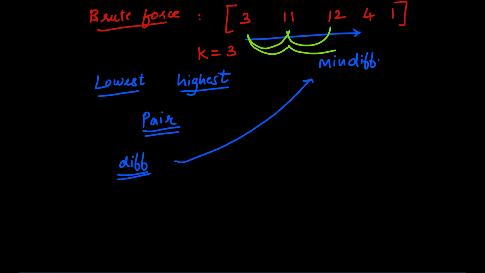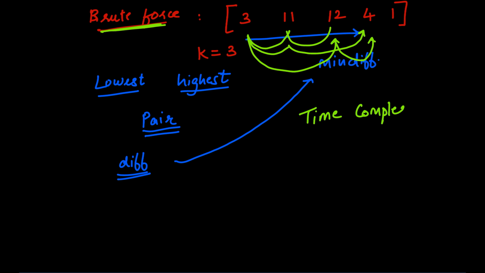For example, we'll start with 3, 11, 12, then 3, 11, 4, and so on. After exhausting all options or pairs starting with 3, we'll increment the pointer to start the next batch with 11 as the first point. As you can imagine, the overall time complexity of this solution will grow exponentially with higher values of k. Now that we understand the challenge with brute force approach, let's discuss an optimized approach.